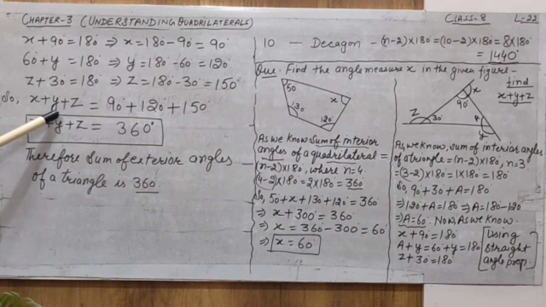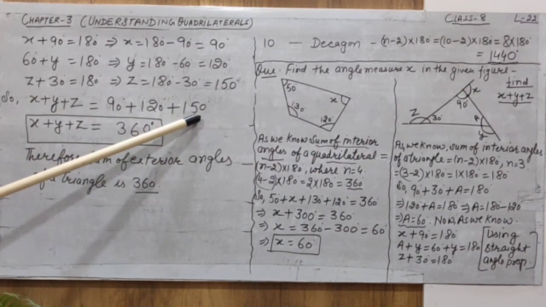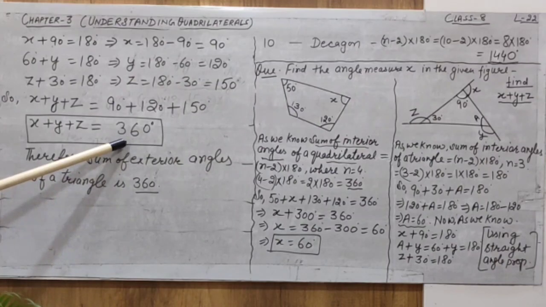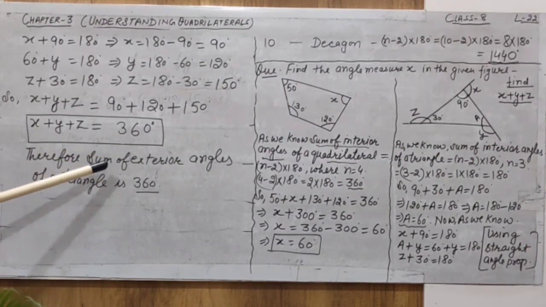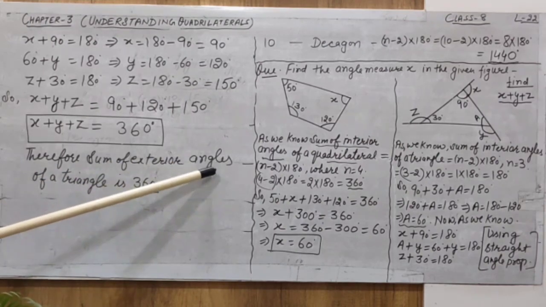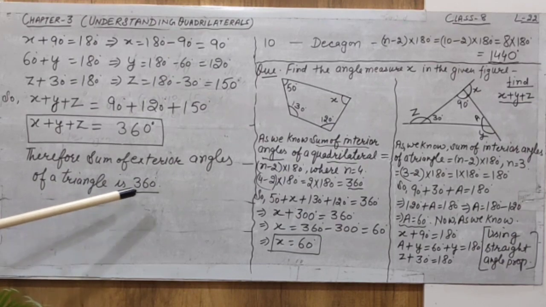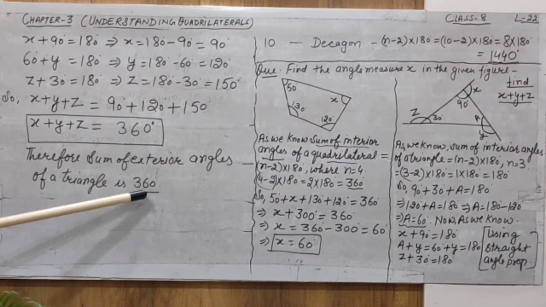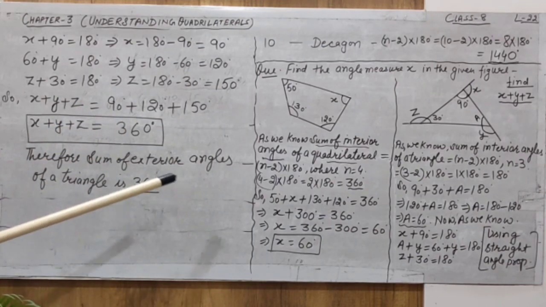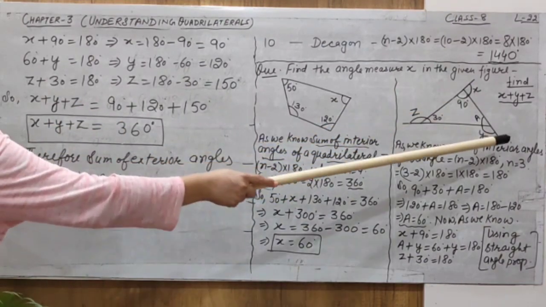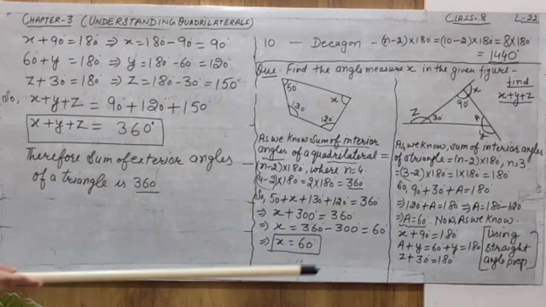So x plus y plus z, that is 90 plus 120 plus 150, is equal to 360 degrees. From this we get, therefore, the sum of exterior angles of a triangle, which is a polygon, is equal to 360 degrees. This is the result of x plus y plus z. We can individually find other values of x, y, z, and similarly for other polygons.